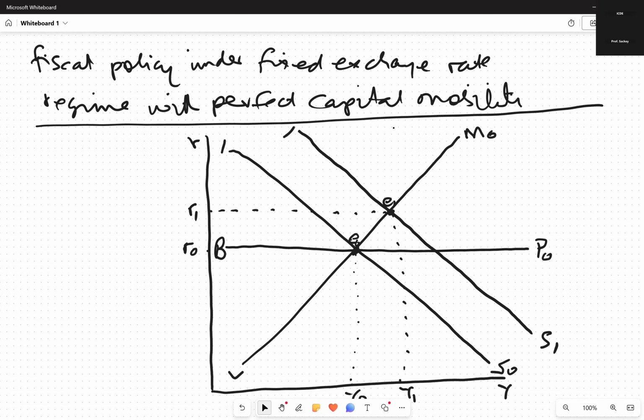Now, E1 is on top of the BP. Can you see that? Okay, now all of you should unmute because I want to see the response. You will not keep quiet or leave the classroom and then later come and tell me that you don't understand anything. E1 is on top of the BP curve. What does it mean?